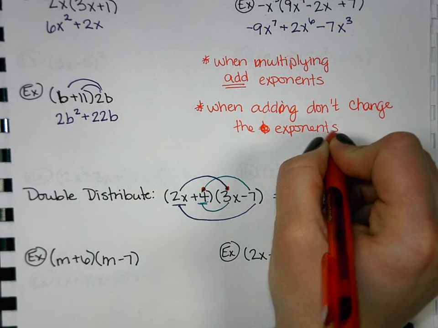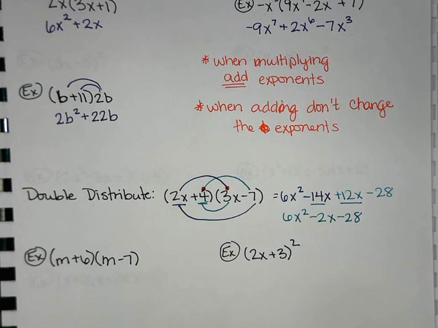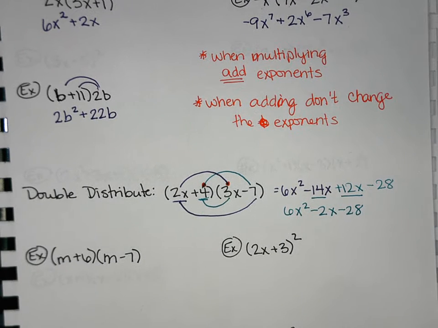So when we add like terms, we leave the variable the same, we just add the numbers in front. So it just has that distinction of, are you adding or are you multiplying? So here we're adding.